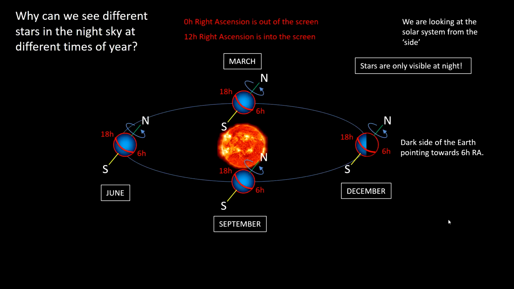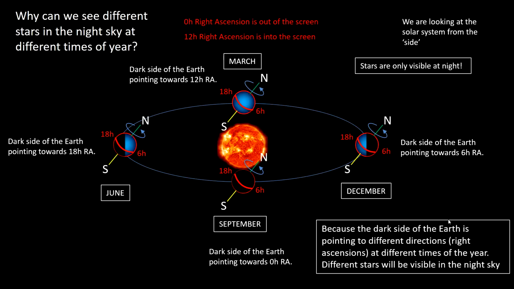In March, you can't see the dark side of the Earth because it's the one that's pointing into the screen, but that is obviously therefore pointing towards 12 hours right ascension. In June, the dark side of the Earth points towards 18 hours right ascension, and in September, the dark side points towards 0 hours right ascension. Now remember we said that the coordinates of the stars are totally fixed, apart from those ones that wander about due to a tiny bit of parallax, but the coordinates of the majority of stars are totally fixed in this system, which means that the dark side of the Earth is pointing at different stars.